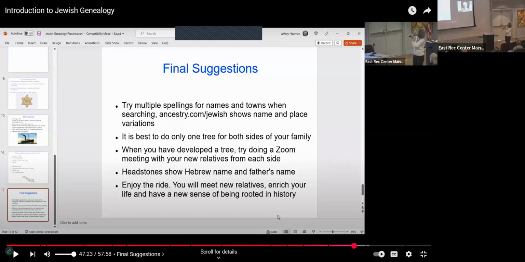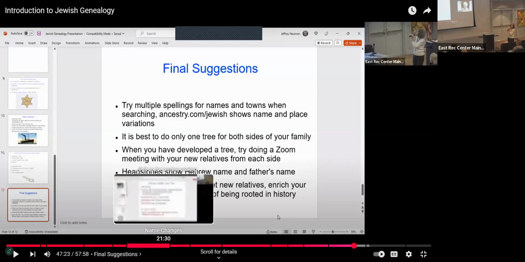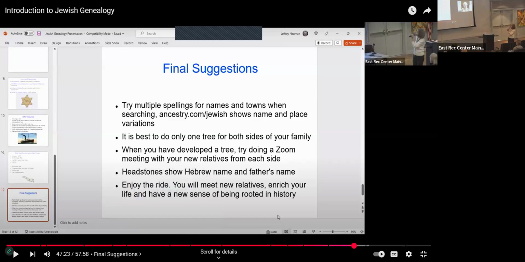Okay, but we could show this last slide. It's just that there are many spellings for people's names and town names. So it's good to try the different spellings to see if you can capture that person. And then some people do a separate tree for each side of the family, and I don't recommend that. Just do one tree for both sides.